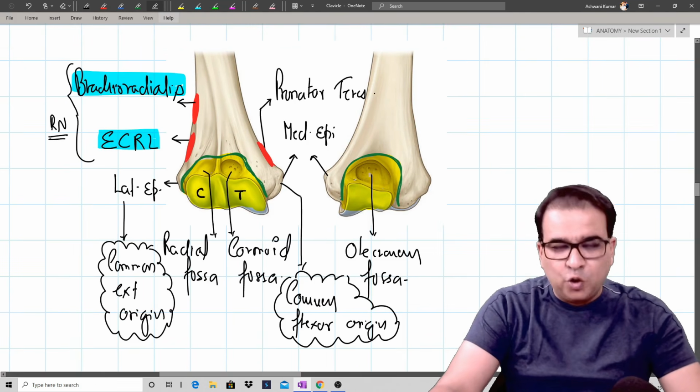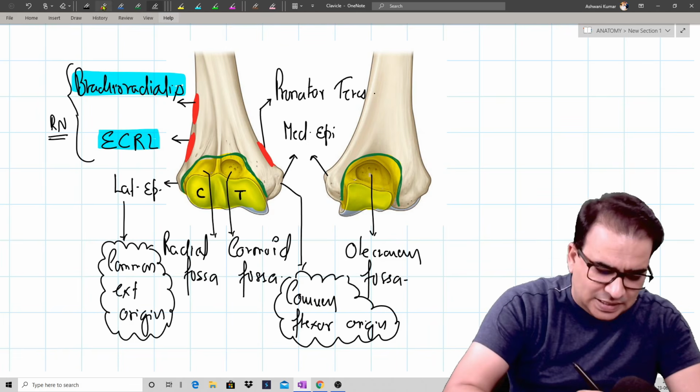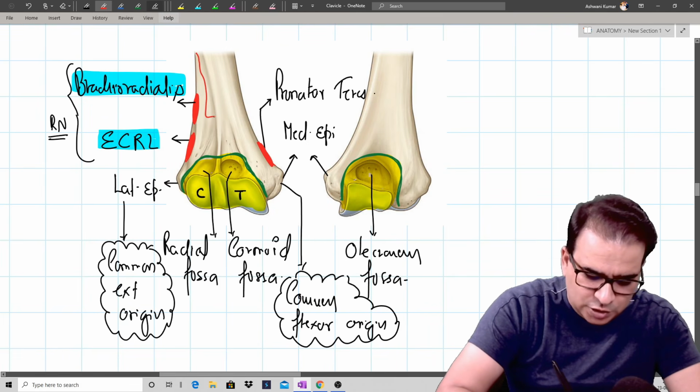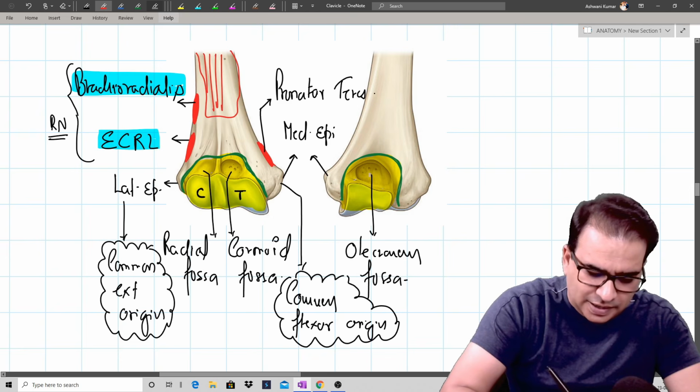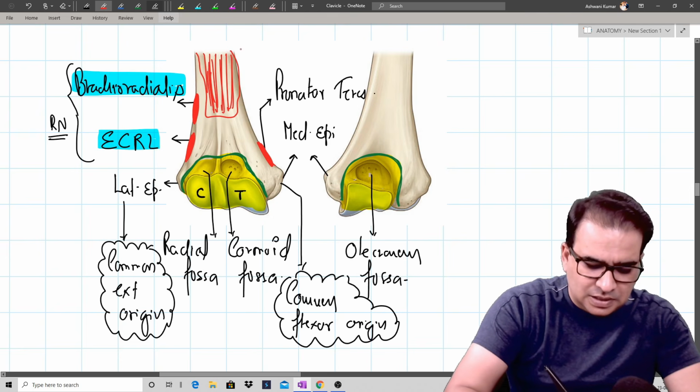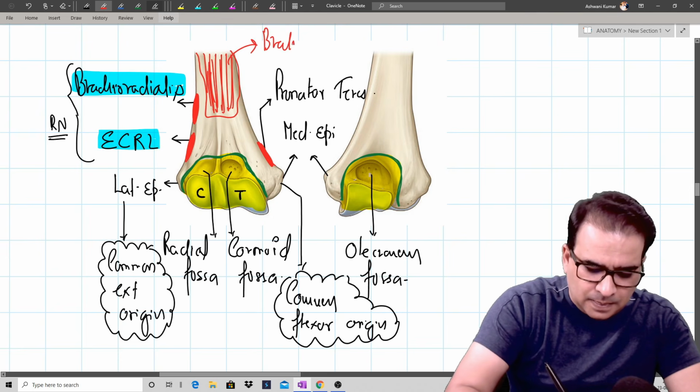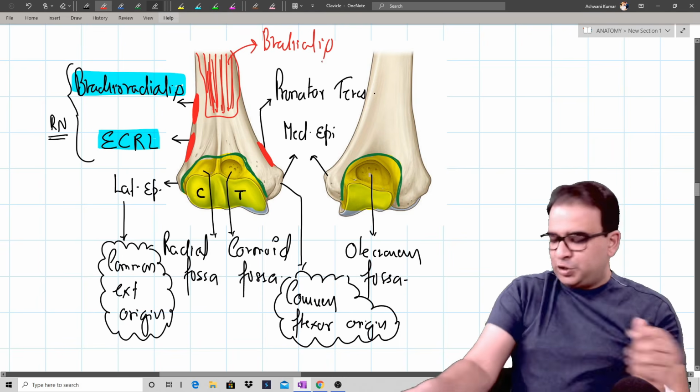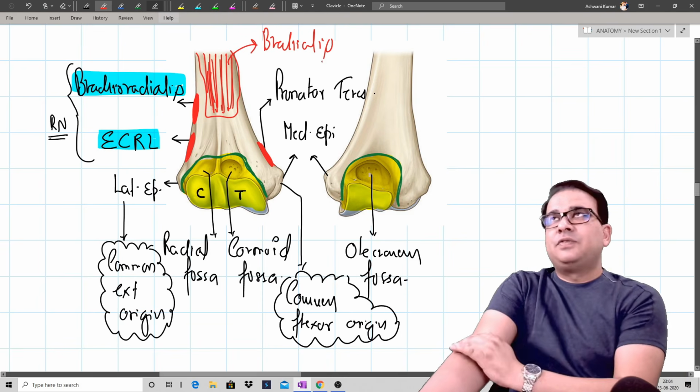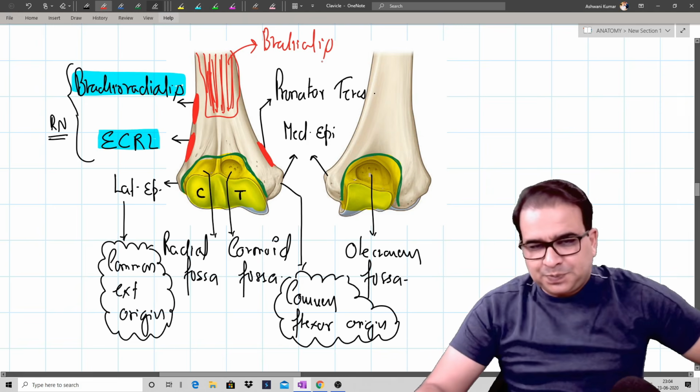Those are some important features of the lower part of the humerus, and as we already said, this region will be giving origin to the brachialis muscle. This part here will be giving origin to the brachialis muscle. The brachialis muscle is seen originating from the lower part of the anterior surface of the shaft of the humerus.